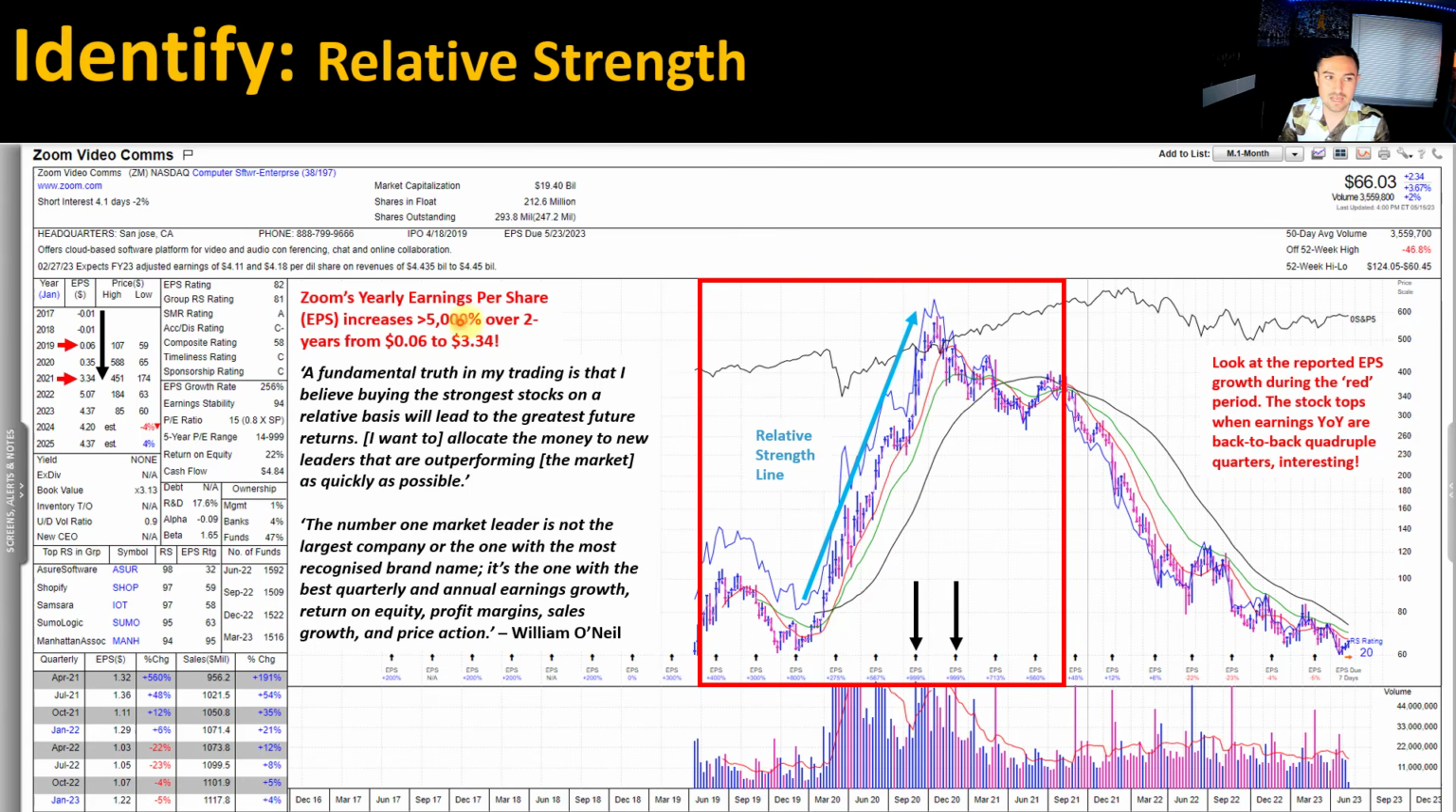But Zoom's yearly earnings per share, so EPS, increased over 5,000% over 2 years. So for 2019 they reported 6 cents for the year, but in 2021 they reported $3.34. That's a 5,000% increase. Look at the move Zoom had. It goes from basically $60 to $600. Really interesting. And then you see here that the earnings coming out at the top were 999%. That's quadruple digits back to back, and that's when the stock topped out.